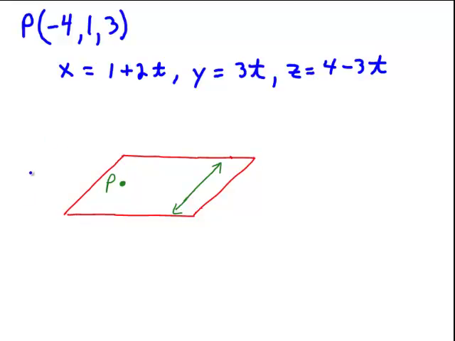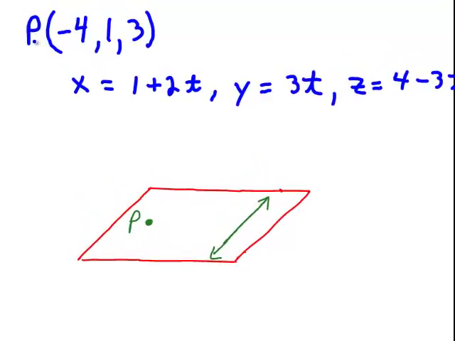Okay, in this problem, we want to find the equation of a plane containing the point -4, 1, 3, and containing the line given by the parametric equations x equals 1 plus 2t, y equals 3t, and z equals 4 minus 3t. I have attempted to picture the situation down here. I'm calling the given point, -4, 1, 3, P.